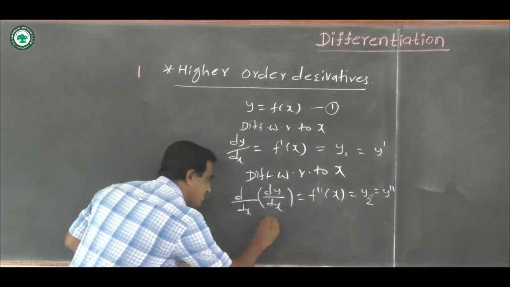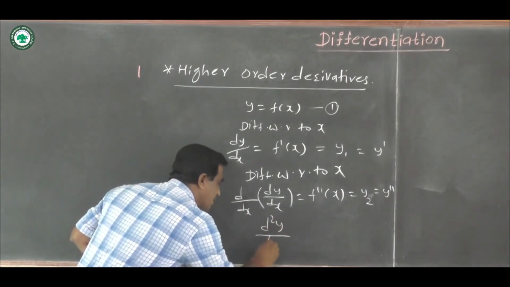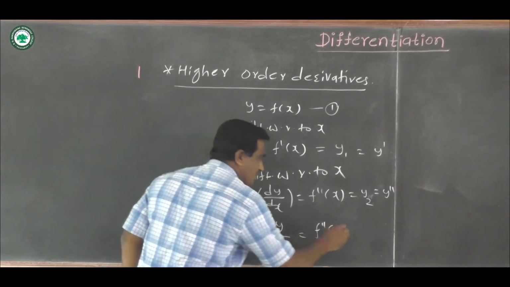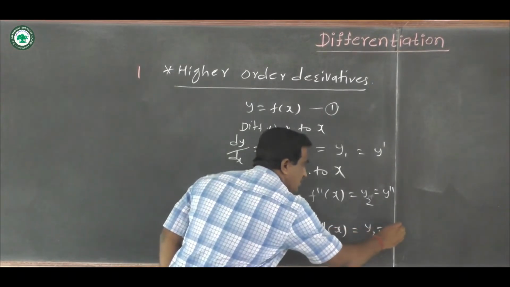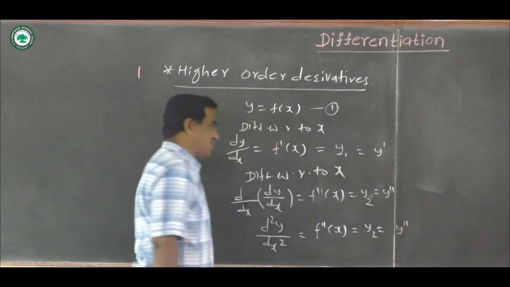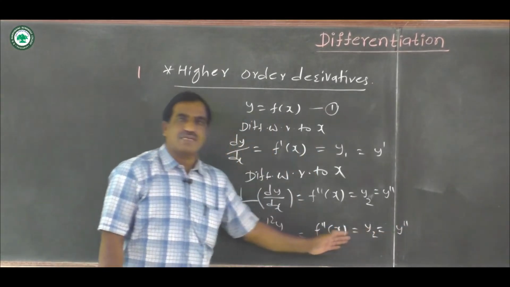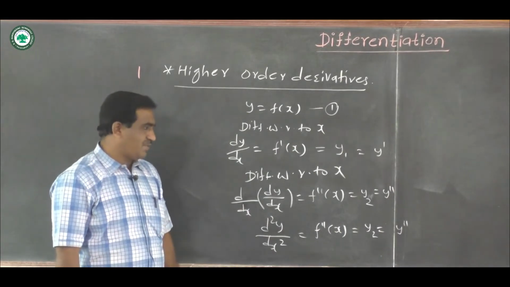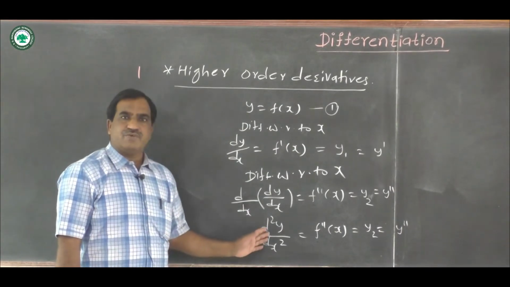That is, we can write d square y by dx square is equal to f double dash of x is equal to y2 is equal to y double dash of x. These are the notations for second order derivative. This is called the second order derivative. Now this second order derivative is again a function.